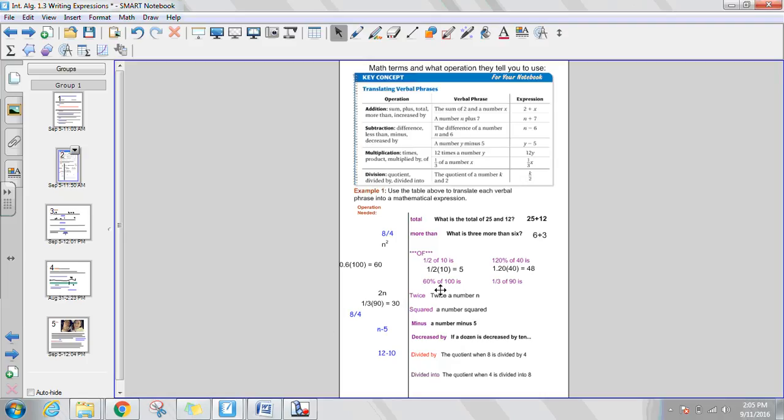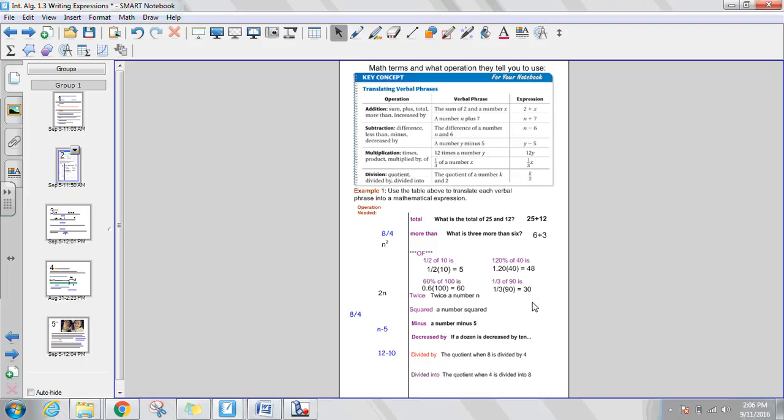Our next one, 60% of 100. I'm going to multiply 0.6, or 60% in decimal form, times 100, and I get 60. And our last one, 1/3 of 90 is. So this is 1/3 multiplied by 90 equals, here we go, 30.